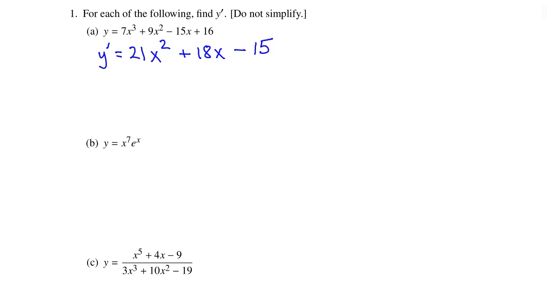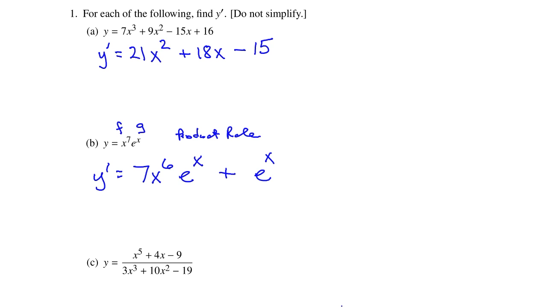Question B, this one is a product rule. We have the f and the g. The f is x to the 7th, the g is e to the x. So the derivative is the derivative of f, so 7x to the 6th, times g unchanged, so e to the x, plus the derivative of g, the derivative of e to the x is e to the x, times the first one unchanged, so times x to the 7th.